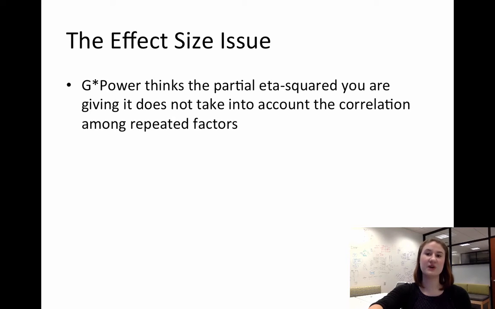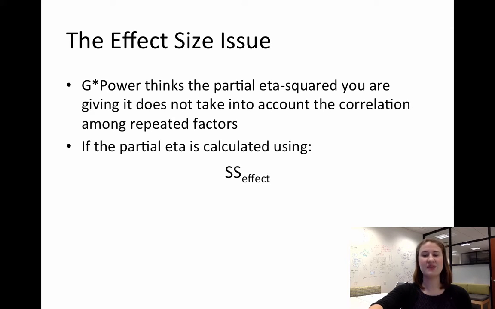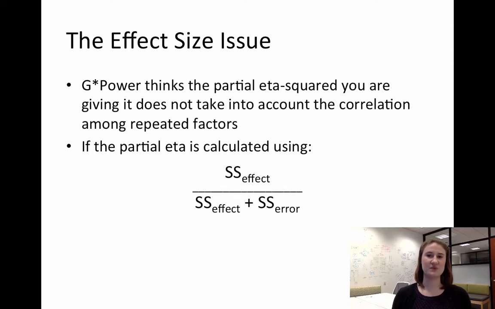There's a particular formula for calculating partial eta squared, and this is the sum of squares of the effect divided by the sum of squares from the effect plus the sum of squares for the error. Because this formula uses the sums of squares from the F-test, any partial eta squared calculated using this formula is already going to take into account the correlation among the levels of a within-subjects factor.